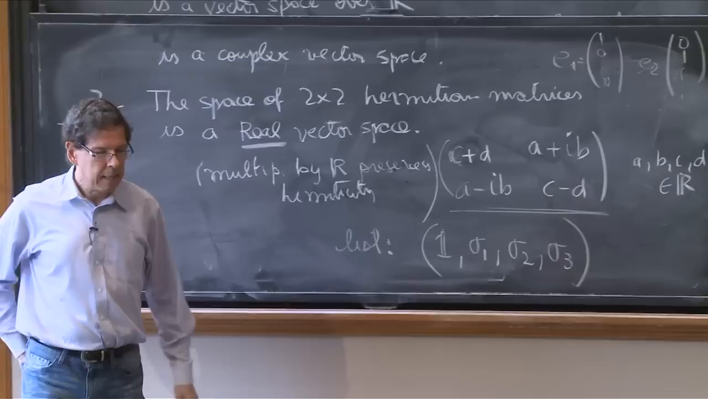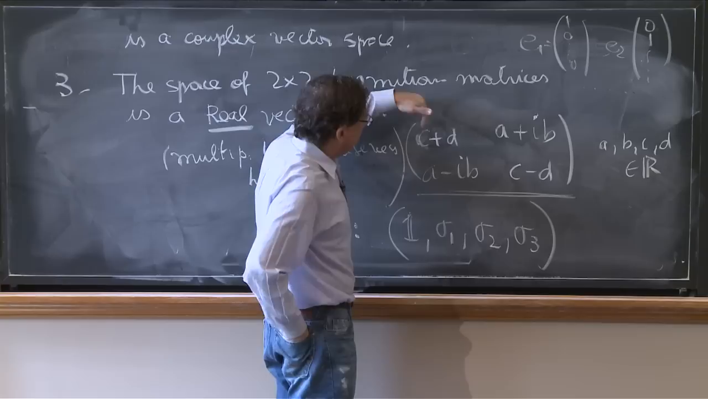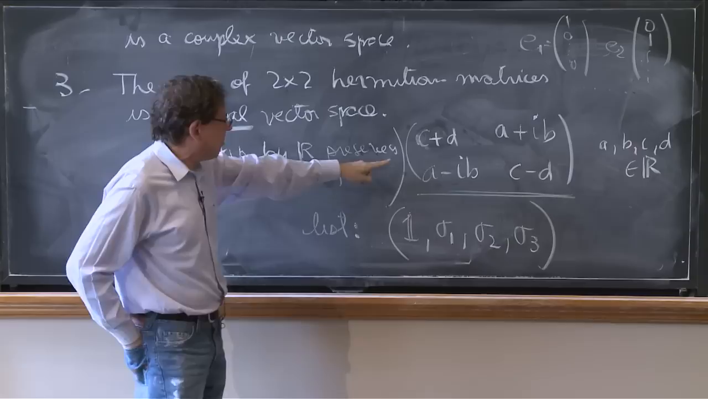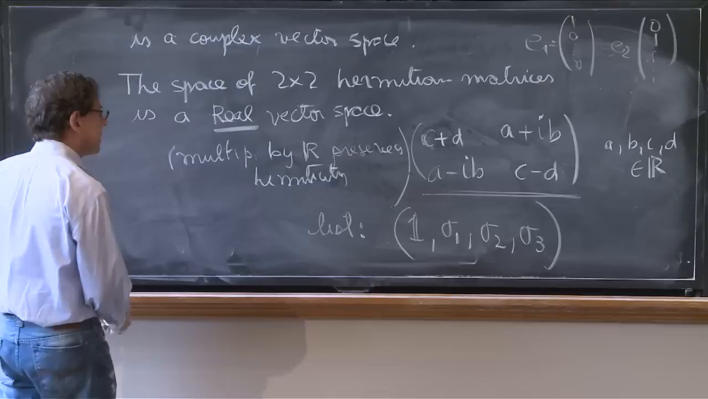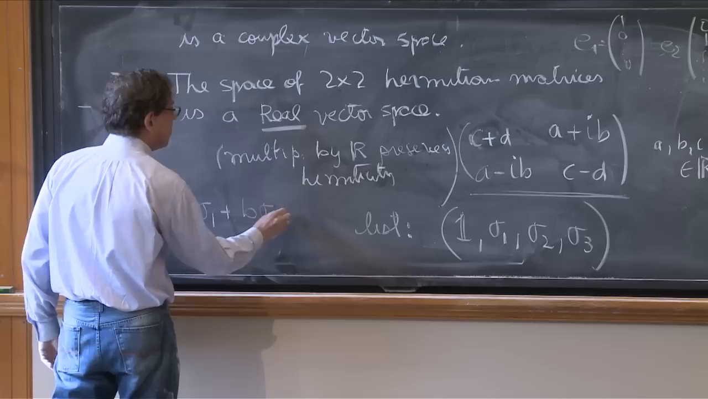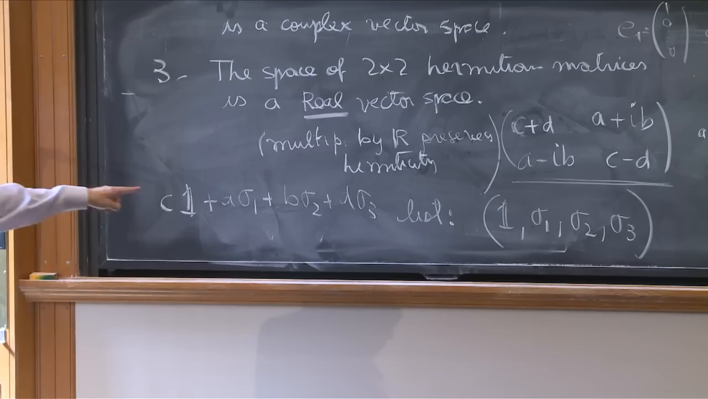Do they span? Well, you calculated the most general Hermitian matrices of this form. You just put arbitrary complex numbers and require that the matrix be equal to its complex conjugate and transpose. So this is the most general one. Do I obtain this matrix from these ones? Yes. I just have to put 1 times C plus A times sigma 1 plus B times sigma 2 plus D times sigma 3. So any Hermitian matrix can be obtained as the span of this list.